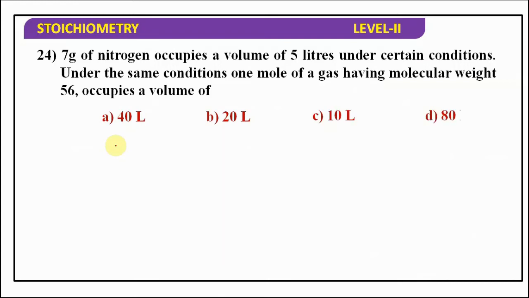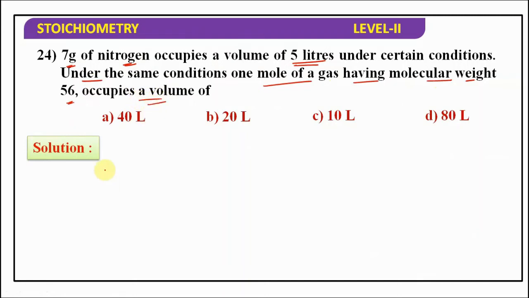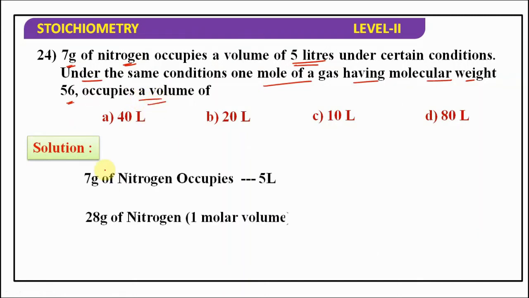Next. 7 gram of nitrogen occupies a volume of 5 liters under certain conditions. Under the same conditions, 1 mole of a gas having a molecular weight 56 occupies a volume of. See, 7 gram of nitrogen occupies how much volume? 5 liter. Nitrogen gas, N2, molecular weight 28. 28 grams occupies how much volume? 28 into 5 divided by 7, which gives you 20 liter.